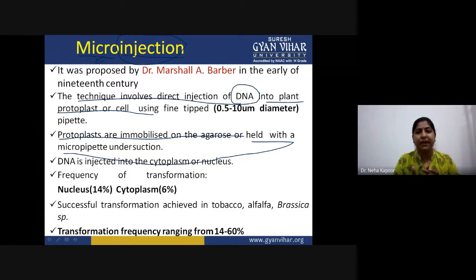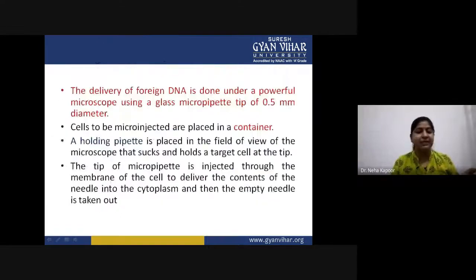After it is prepared, you can either immobilize it in agarose or in gel beads, or you can hold the protoplast together with the help of a suction pipette. Then you need to inject the pipette into the cytoplasm or nucleus. However, the frequency of transformation in the case of the nucleus has been found to be around 14% and in the cytoplasm around 6%. Many successful transformations by the microinjection technique have happened in many different types of plant cells, for example, tobacco, alfalfa, brassica. And this transformation efficiency ranges from 14 to 60%.